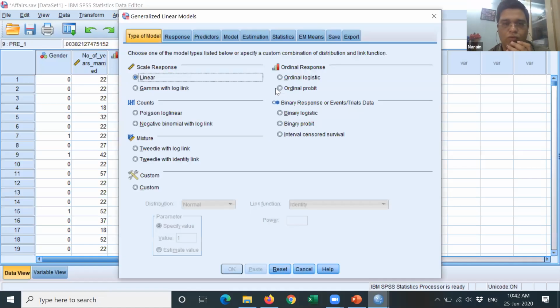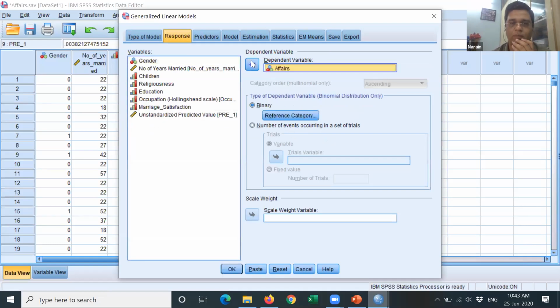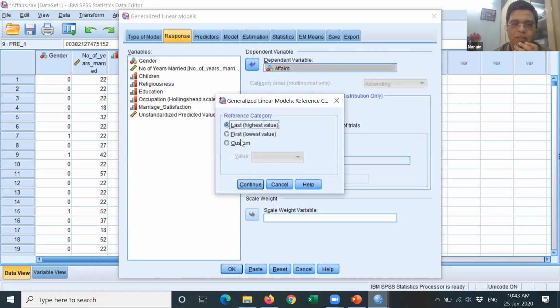In the generalized linear model dialog box, I go for binary Probit. Binary means there are only two values, and the Probit is the transformation which I've been referring to. I go to the next tab, which is Response. So I pick affairs as my dependent variable. Then it also asks me what the reference category is, so what is the benchmark category? Here I'm taking my benchmark category as the lowest one.